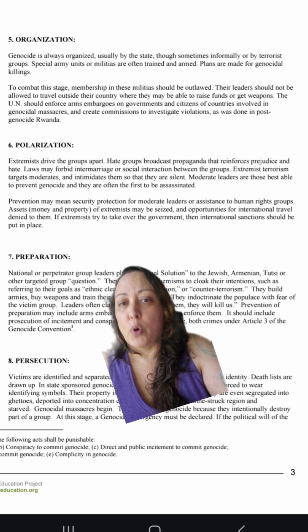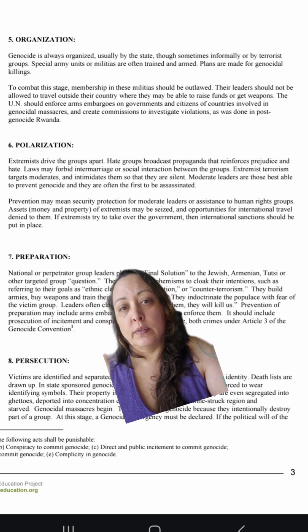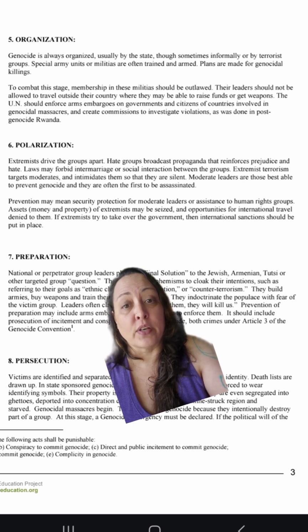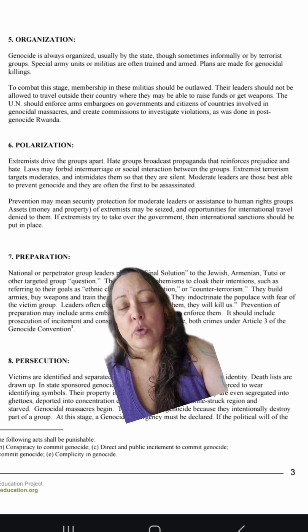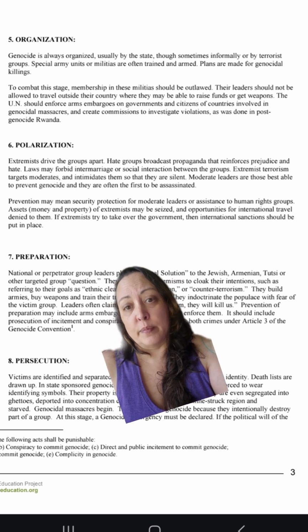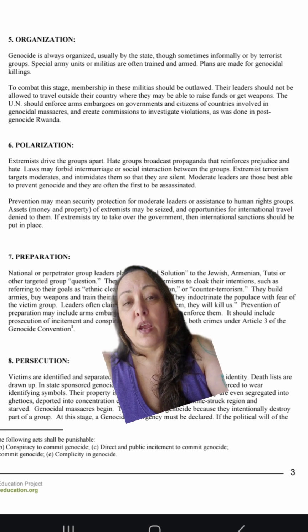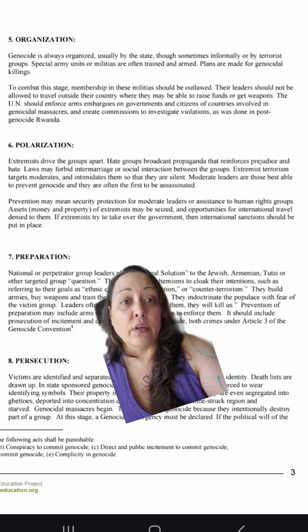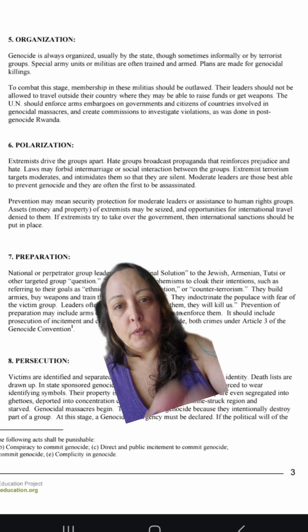Step 6, polarization. Extremists drive the groups apart. Hate groups broadcast propaganda that reinforces prejudice and hate. Laws may forbid intermarriage or social interaction between the groups. Extremist terrorism targets moderates and intimidates them so that they are silent. Moderate leaders are those best able to prevent genocide, and they are often the first to be assassinated.